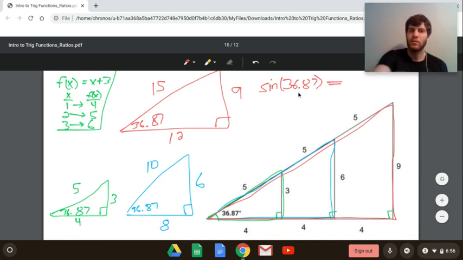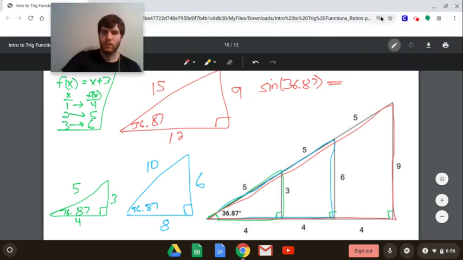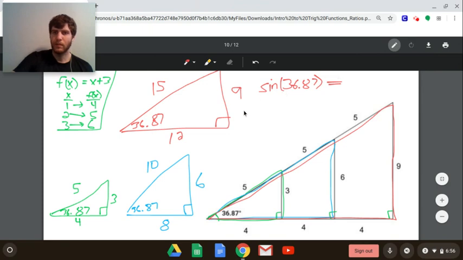So our input, it's just like on the f of x here. We're inputting a number. In this case, we're inputting 36.87 into our function, and the output is going to be the ratio of the opposite, the length of the opposite side over the hypotenuse. Okay, so move this out of the way. Okay, so you can pick any one of these triangles. So if we look at the bottom here, right, opposite, what's opposite of this angle here? It's going to be the 3 over, so 3, and then the hypotenuse is 5.